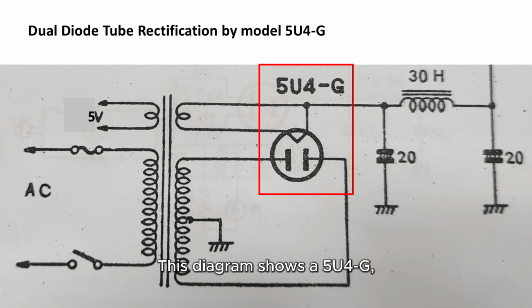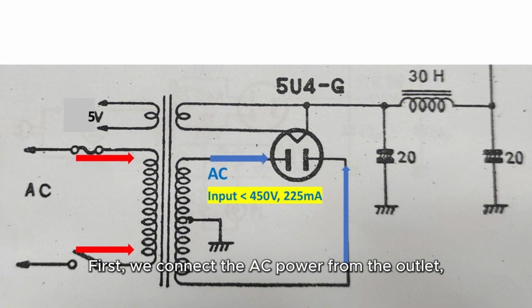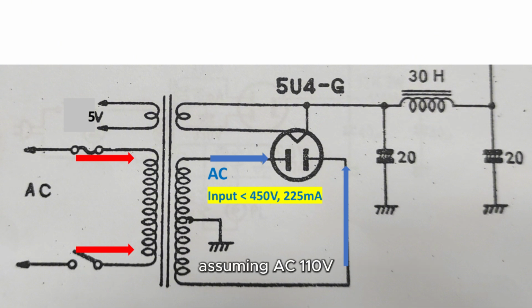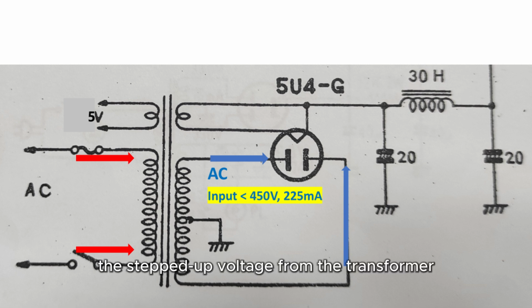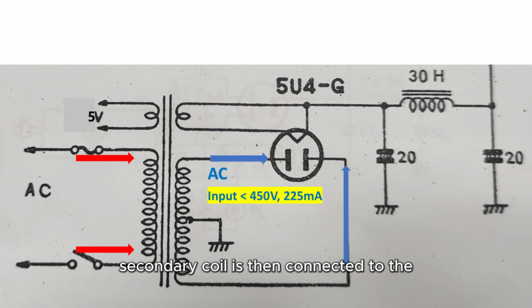This diagram shows a 5U4G, a directly heated dual diode tube. First, we connect the AC power from the outlet, assuming AC 110 volts, to a transformer to step up the voltage, as indicated by the red arrow. The stepped up voltage from the transformer's secondary coil is then connected to the two anodes of the dual diode tube, as indicated by the blue arrow.